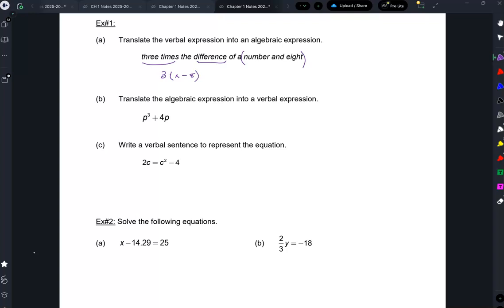So basically, this will be a number p cubed. And then you can say plus, or added to, 4 times. Now, it's p again, right? So to say that you're going to use the same number, you literally say 4 times the same number.